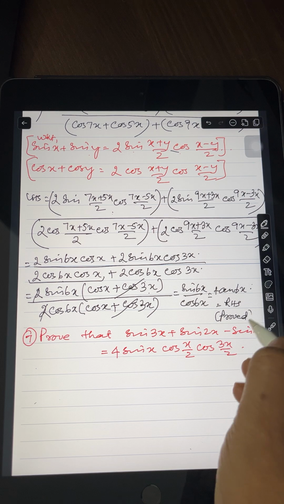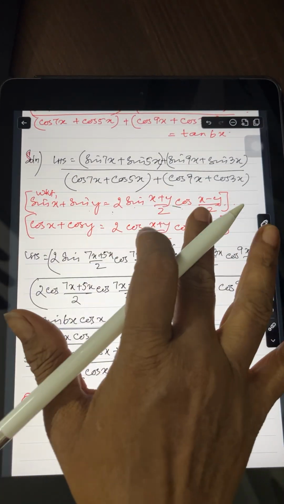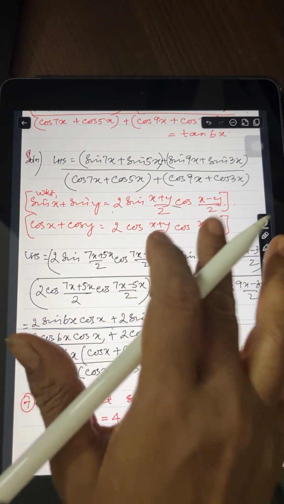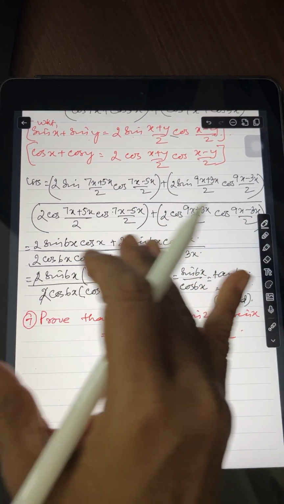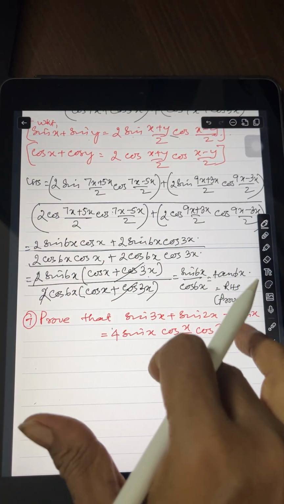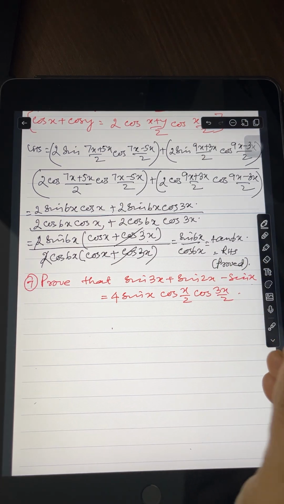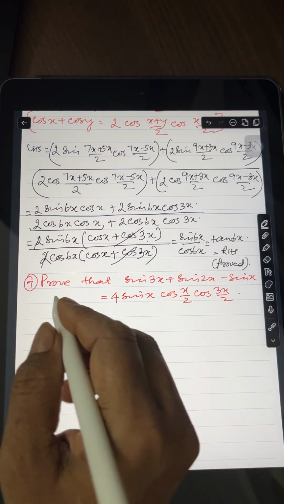Clear? Okay. Only thing you will have to remember this formula so that you can use it, apply it here, take common and then cancel wherever possible and then find it out. Okay. Now the next one.